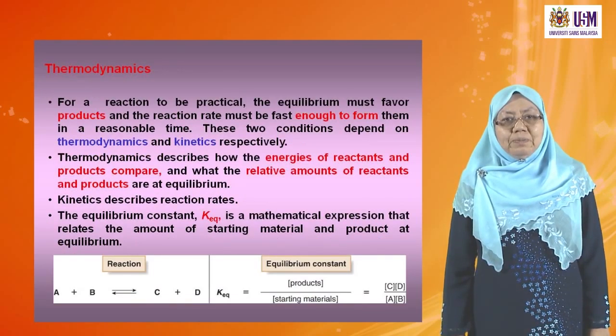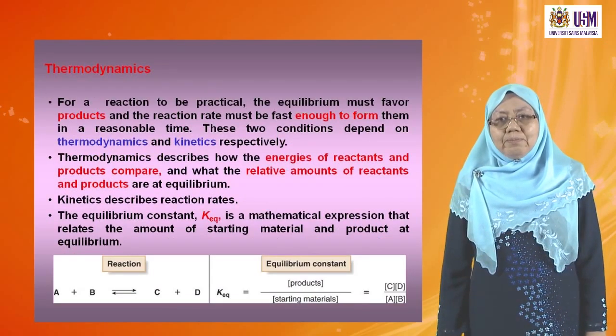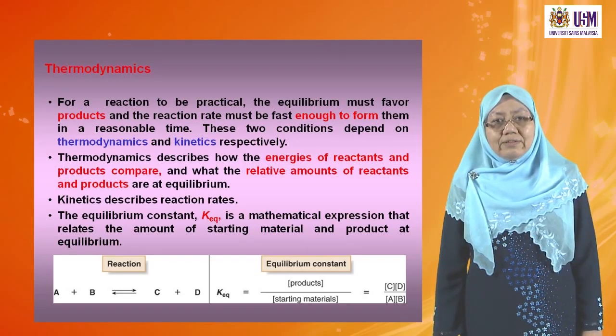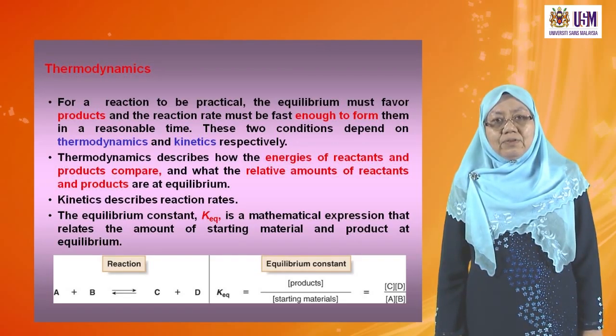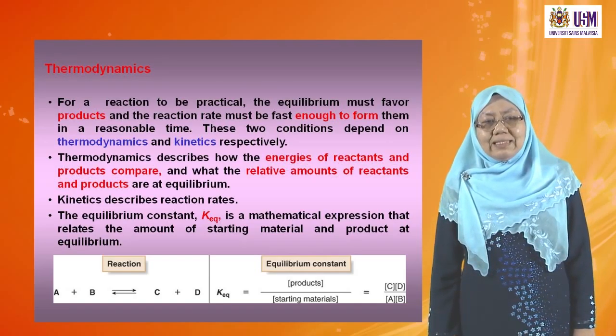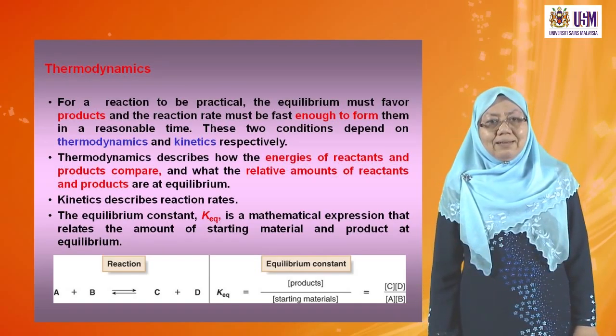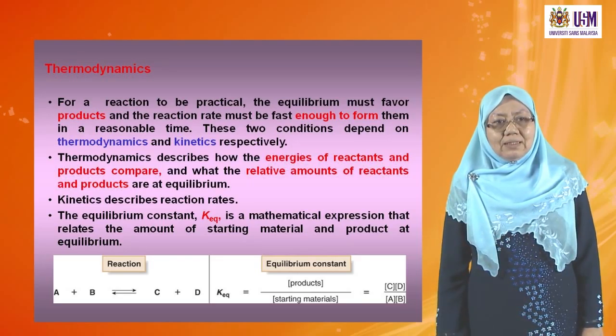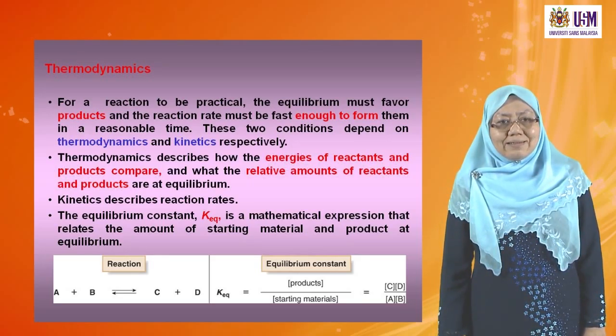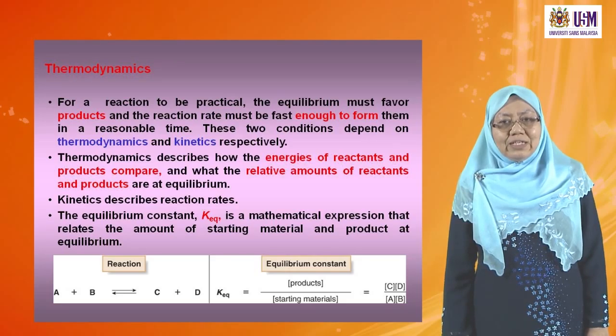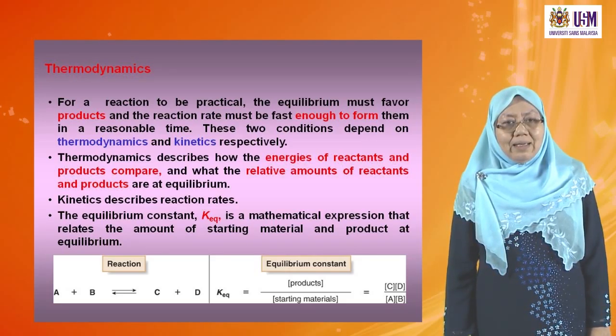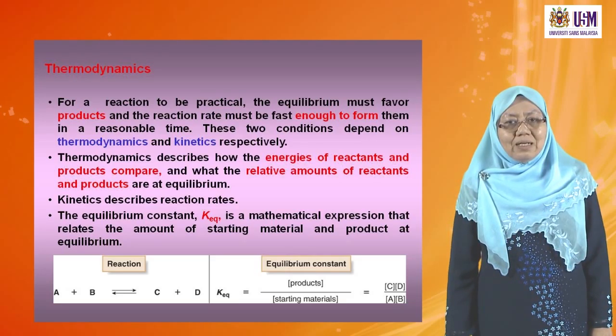For a reaction to be practical, the equilibrium must favor products and the reaction rate must be fast enough to form them in a reasonable time. These two conditions depend on thermodynamics and kinetics respectively. Thermodynamics describes how the energies of reactants and products compare and what the relative amounts of reactants and products are at equilibrium. Kinetics describes reaction rates.